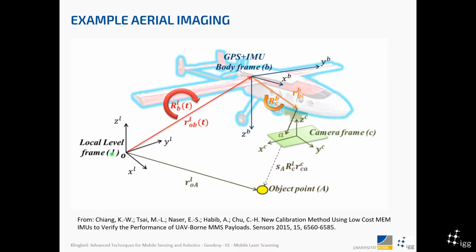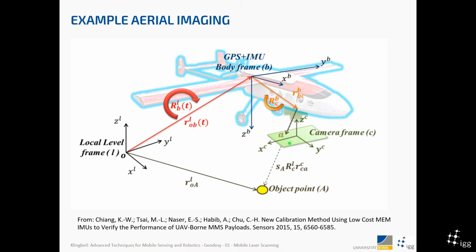Just to give another example, I also want to explain the same with aerial imaging. In aerial imaging, we have a plane with a camera pointing down to take pictures of the environment. Here, this is a camera frame, which is now the sensor frame. So the equivalent of the scanner frame is now the camera frame, in which the observations are given. So the object point is observed in the camera frame, so we have some information given in that sensor frame.